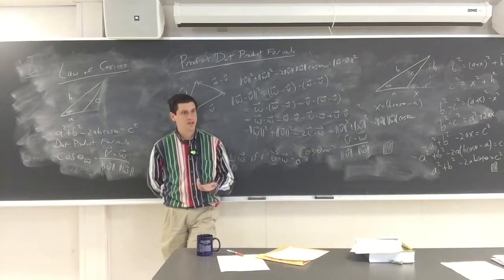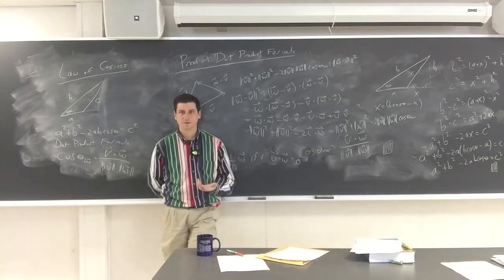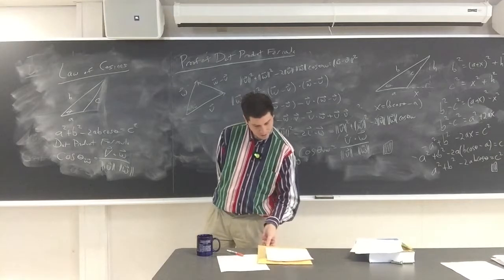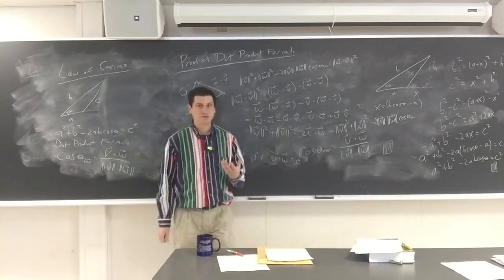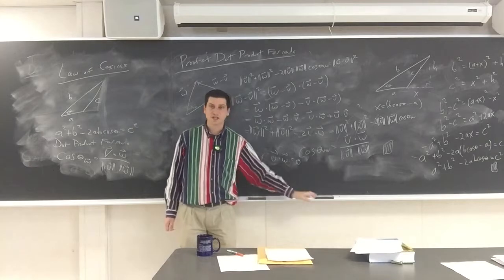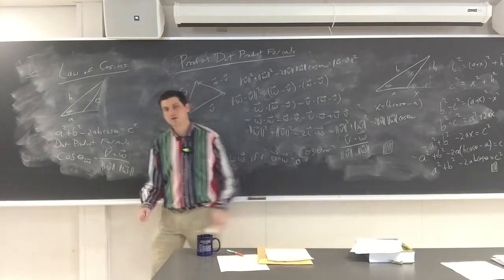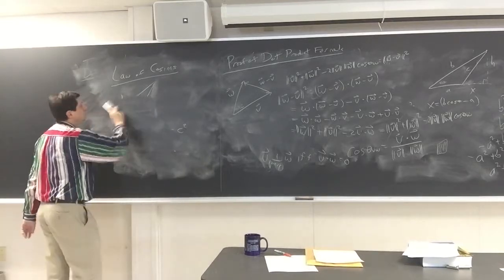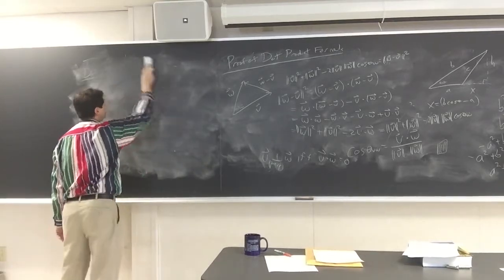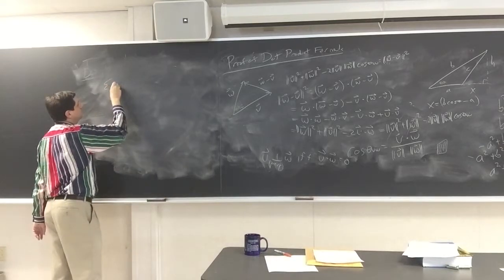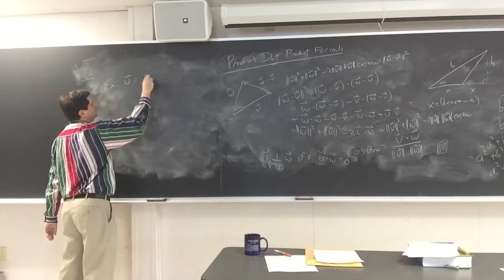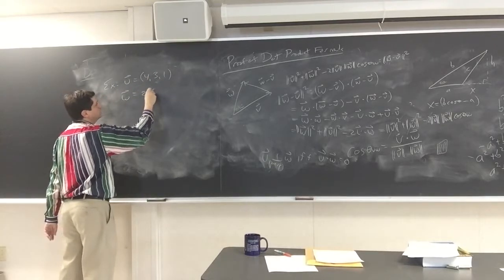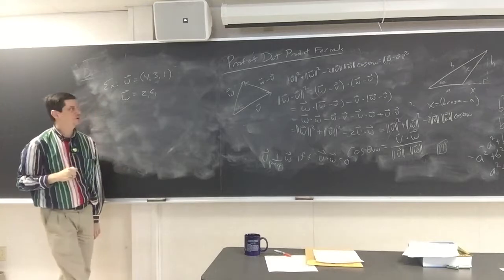Okay? Any questions on the dot product? So if I give you specific vectors now, we can actually check and see if they're perpendicular or not. So if I give you, for example, v is 4, 3, 1, and w is 2, 6. What do you think I should put in?